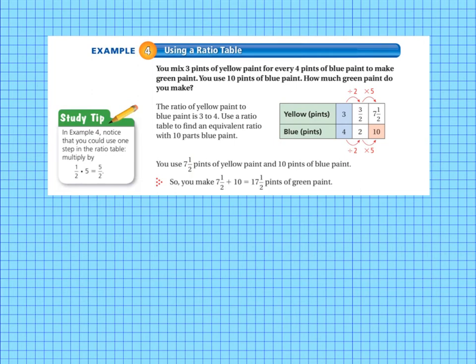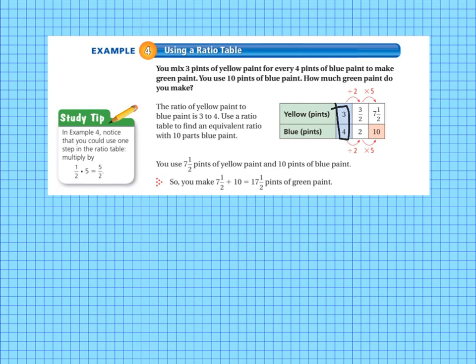Okay, our last example is number 4. You mix 3 pints of yellow paint for every 4 pints of blue paint to make green paint. You use 10 pints of blue paint. How much green paint do you make? It says the ratio of yellow paint to blue paint is 3 to 4. So that's right here. Use a ratio table to find an equivalent ratio with 10 parts of blue paint.